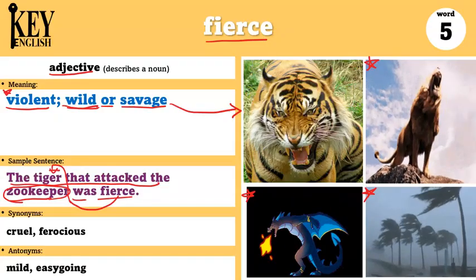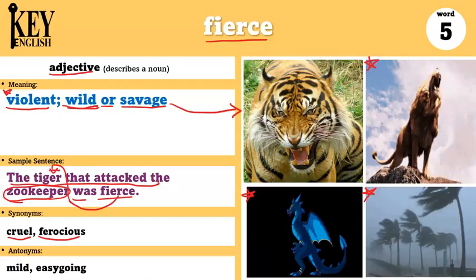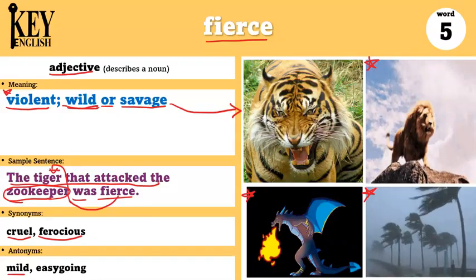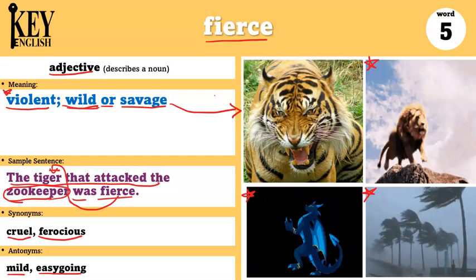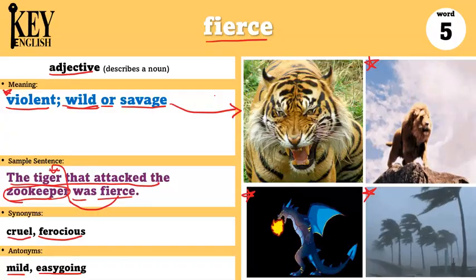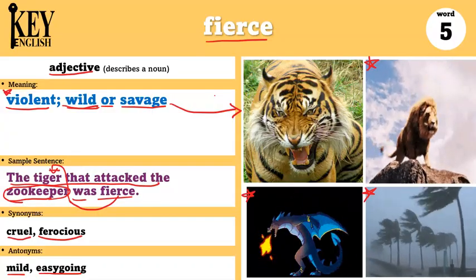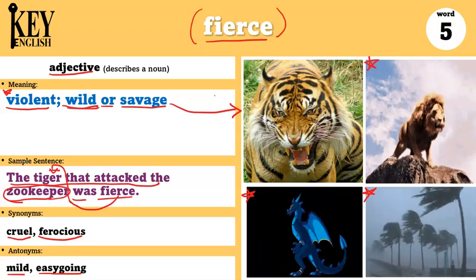Some synonyms are cruel, which is very not nice, and ferocious. Antonyms include mild and easygoing. This word fierce can even be used to describe people. Think about someone who is a fighter, who's very strong. Then you can use fierce as the adjective to describe them.